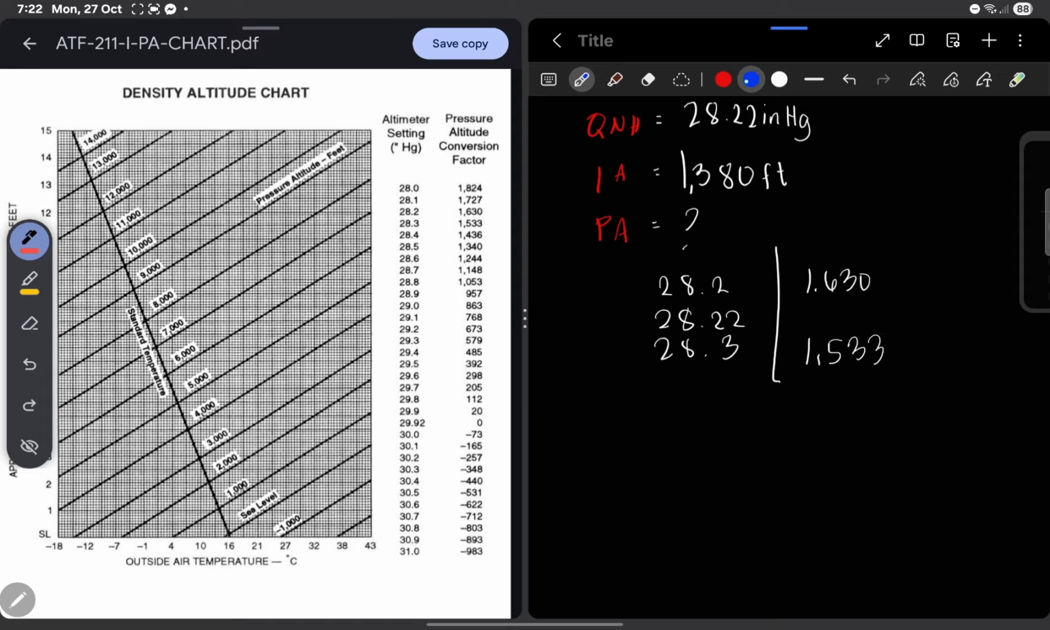Next, we get the values of the differences of these two, and we divide them by each other. So if you subtract these, you get 0.02 all over, when you subtract that, you get 0.1. Then we multiply it by the difference of these two values, which is 97. Then we get 19.4. Now since we have 19.4, we will subtract 19.4 from 1630.